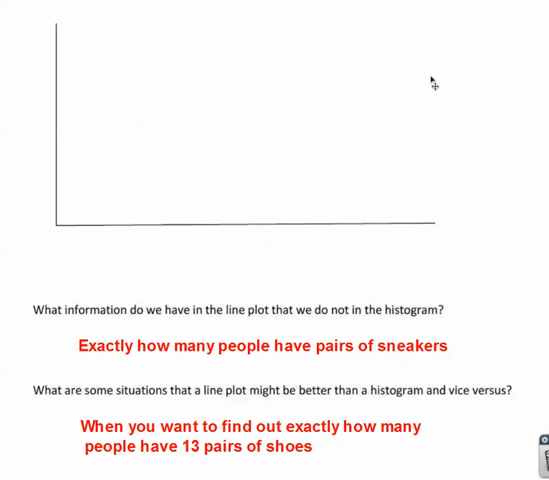So what information do we have in the line plot that we do not have in the histogram? We have exactly how many people have pairs of sneakers. In what situations might a line plot be better than a histogram? An example would be when you want to figure out how many people have 13 pairs of shoes. Or use a histogram when you just need a category or an estimation of sneakers.